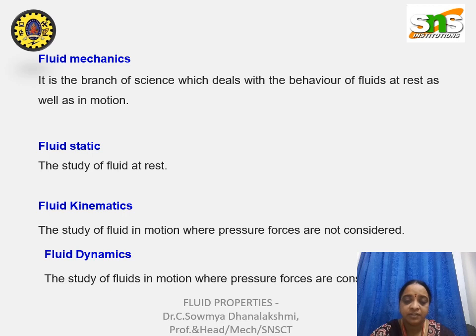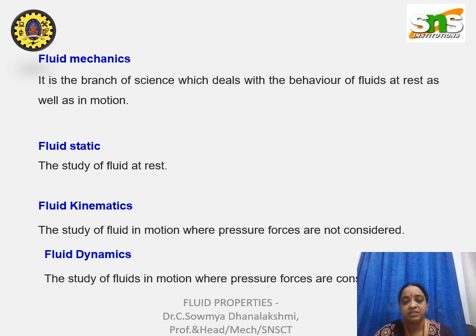Fluid mechanics is the branch of science which deals with the behavior of fluids in various forms: fluids at rest, which is known as static fluid; fluids in motion where the pressure forces are not considered, which is fluid kinematics; and fluids in motion where the pressure forces are taken into consideration for all its applications and calculations, which is called fluid dynamics. The study of all these three positions of fluids is termed fluid mechanics.